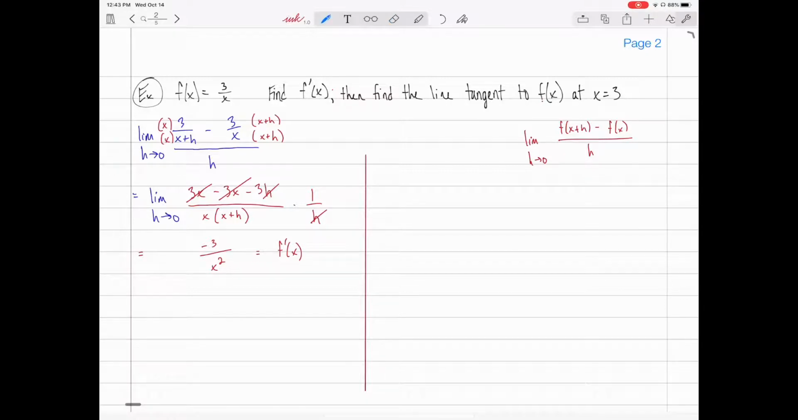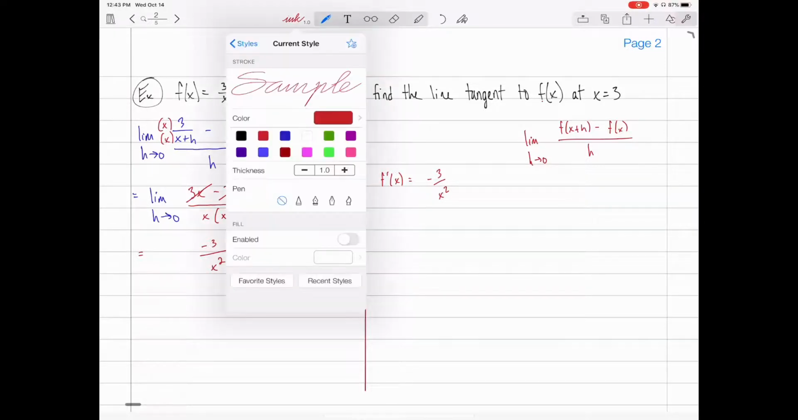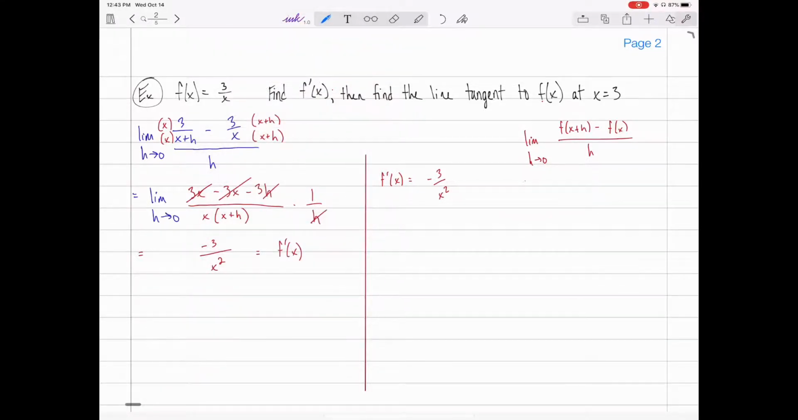Okay, so I'm going to set up these problems the same way every time. So f prime of x, I just like to have a clear list of what I'm doing. So it's negative 3 over x squared. To find a line tangent, the easiest form of the line to use is y sub 2 minus y sub 1 equals m times x sub 2 minus x sub 1. So that's just the point slope version of this.